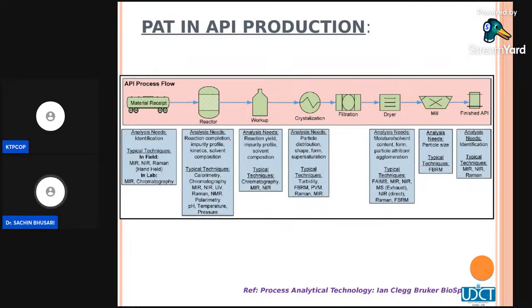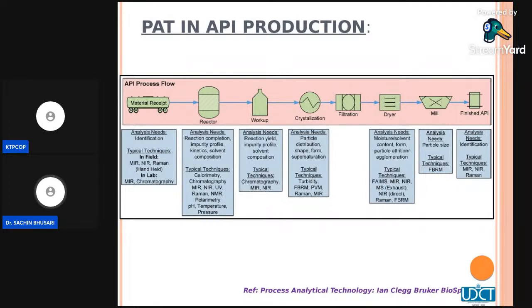If you talk about the API process flow, you need analysis wherein the starting material has to be analyzed. So mid IR, near IR, Raman, handheld, chromatography tools are applicable. If your product is in the reactor, the process is ongoing. So the ongoing process can be monitored by calorimetry, mid IR, near IR, UV, Raman, NIR, polarimetry. Ongoing process, so analytical needs are there.